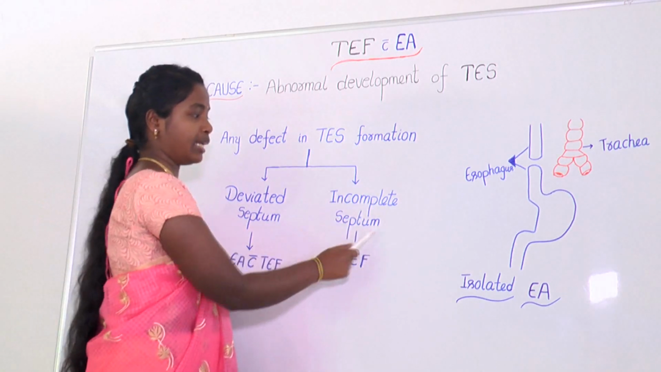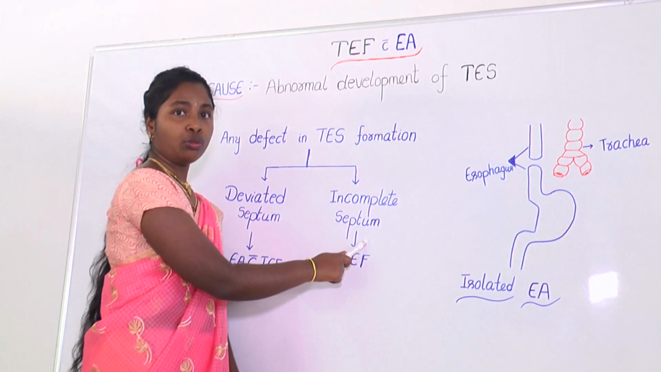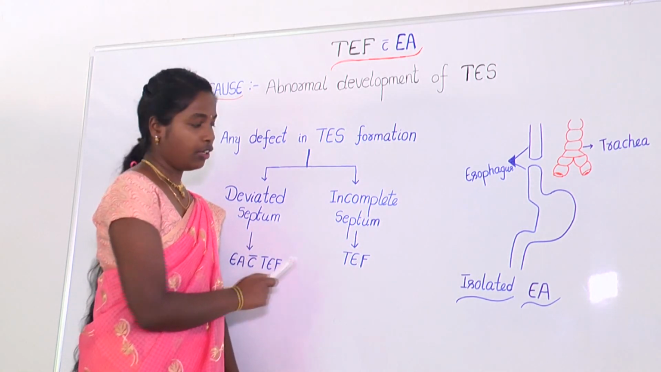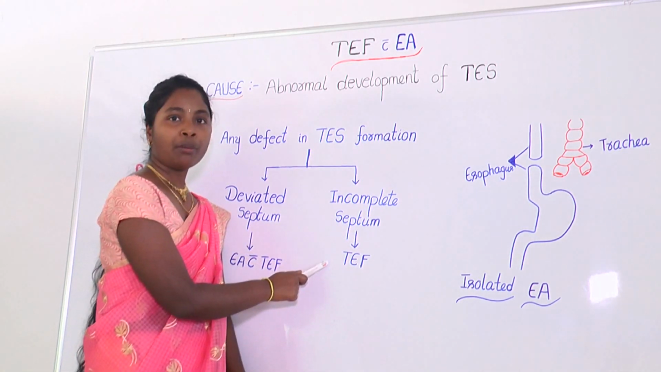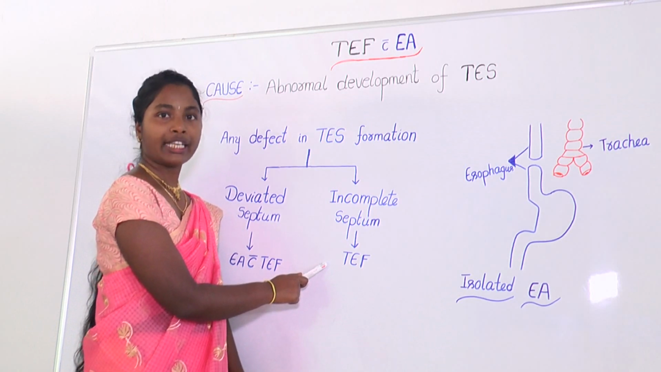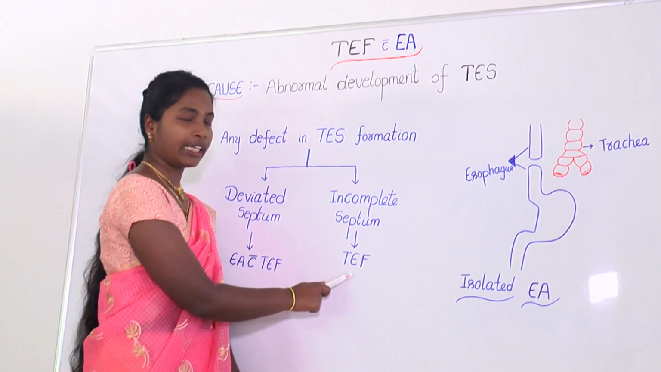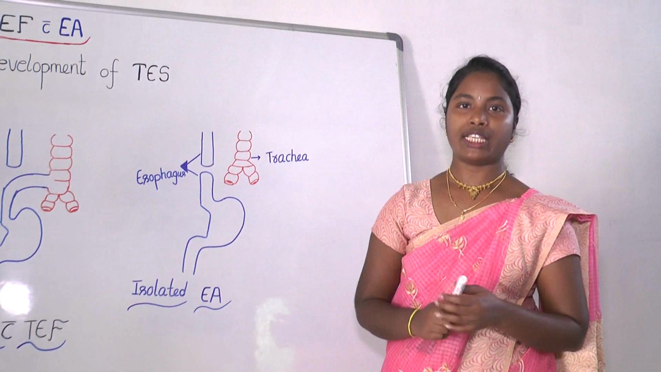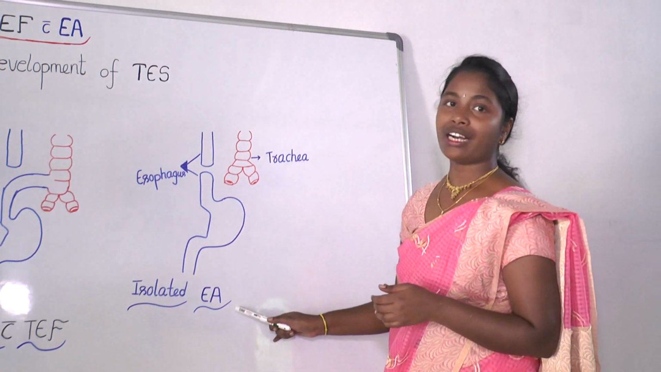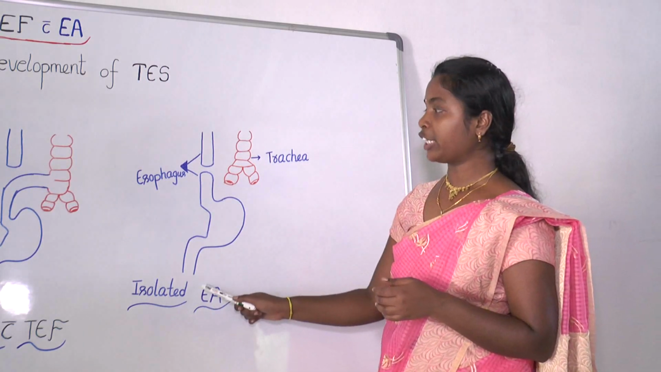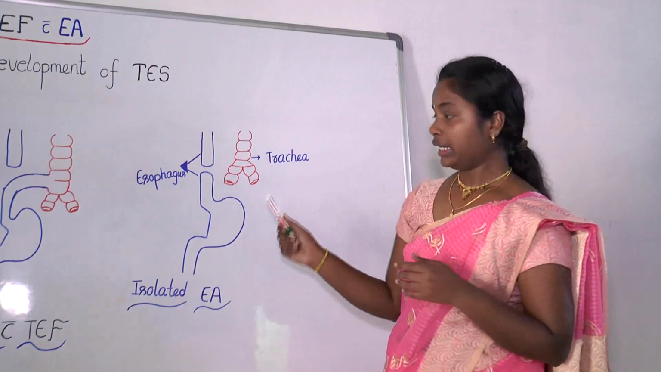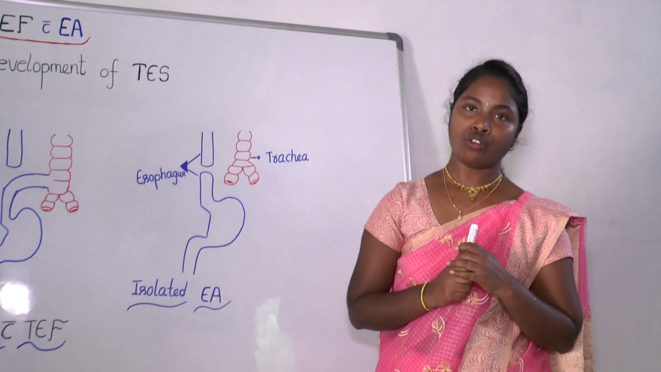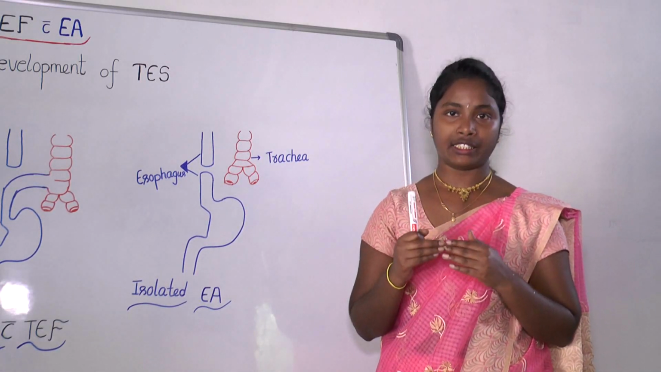And incomplete septum occurs due to incomplete fusion of tracheo-esophageal folds, which results in abnormal connection between trachea and esophagus, known as tracheo-esophageal fistula. In very few cases, esophageal atresia occurs as an isolated congenital anomaly. It is due to failure of recanalization of esophagus during fetal stage.